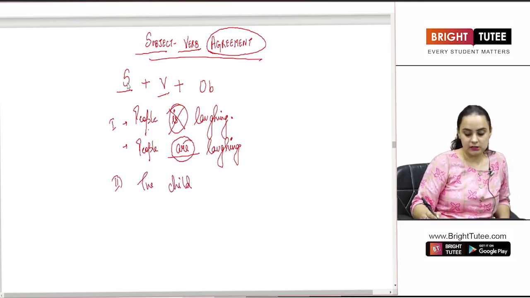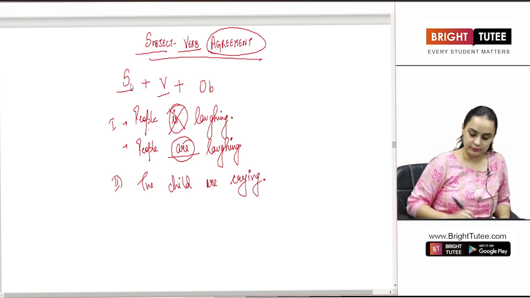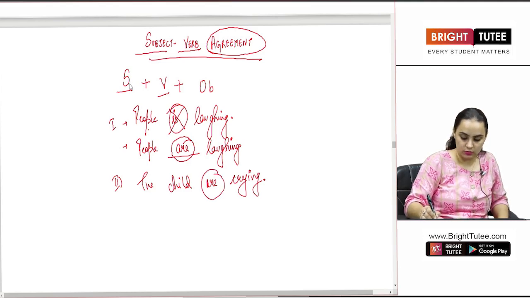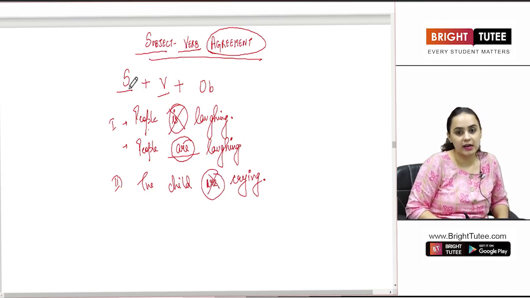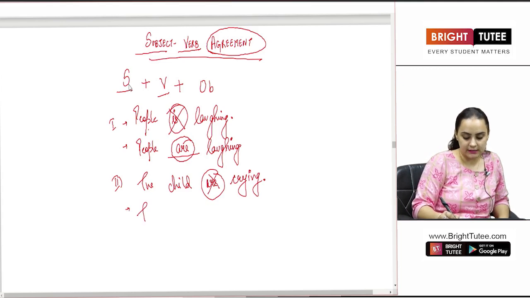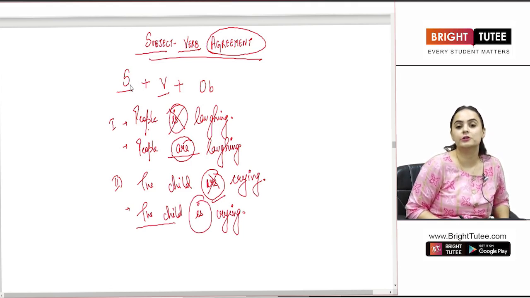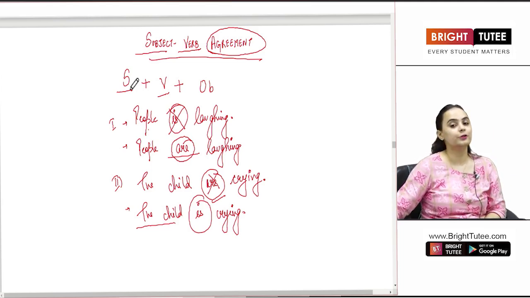the child are crying. Can we say this? The child are crying? No, this is wrong. We cannot say the child are crying. What is the correct sentence? The child is crying. Why? Because the child is a singular subject and therefore I will use a singular verb along with it. So these are a few rules.